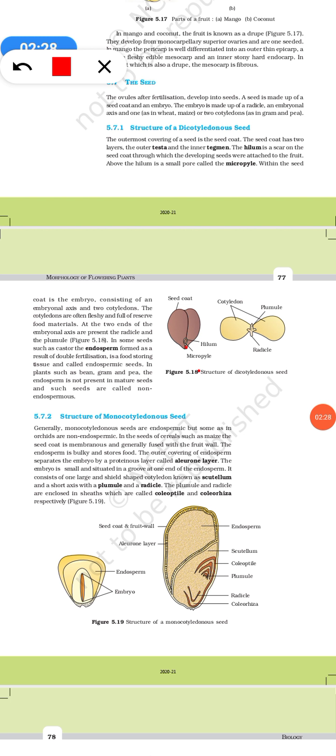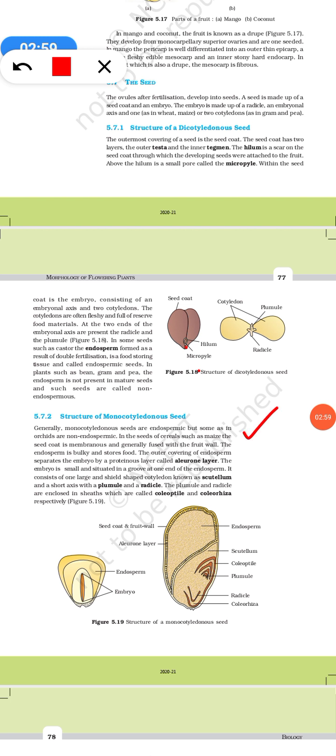Within the seed coat is the embryo, which consists of the embryonal axis and two cotyledons, and these cotyledons are fleshy and full of reserve food material. In some seeds we have some endosperm left, as in castor oil seed. They are formed as a result of double fertilization, have a food storing tissue, and are called endospermic seeds.